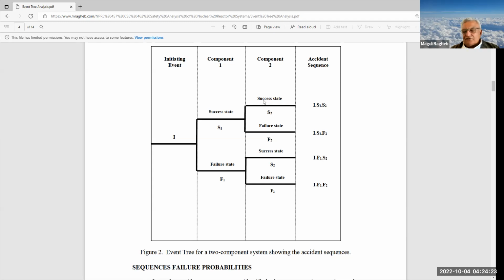Notice that we said this is a binary kind of system. So we are not interested just in designating the accident sequence. We are interested in calculating the probability of these four accident sequences occurring. Notice that implicitly we said that we have an initiating state followed by a success state, followed by a failure state.